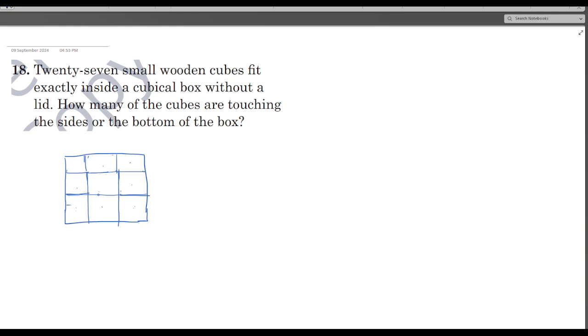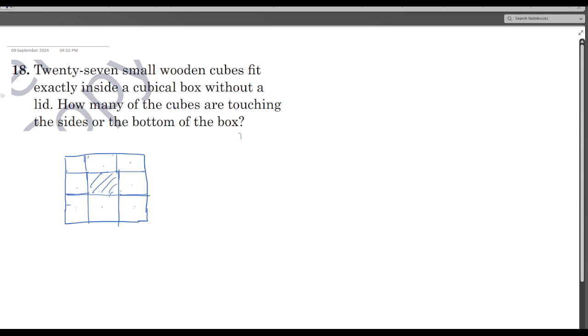Okay, how many of these cubes are touching the sides? Now see, all these 9 cubes are touching the bottom, except 2 cubes which are at the top of this center one. They will not touch any of the sides, but the rest will all touch the 4 sides. So, 27 small wooden cubes fit exactly inside a cubical box without a lid. How many of the cubes are touching the sides or bottom of the box?